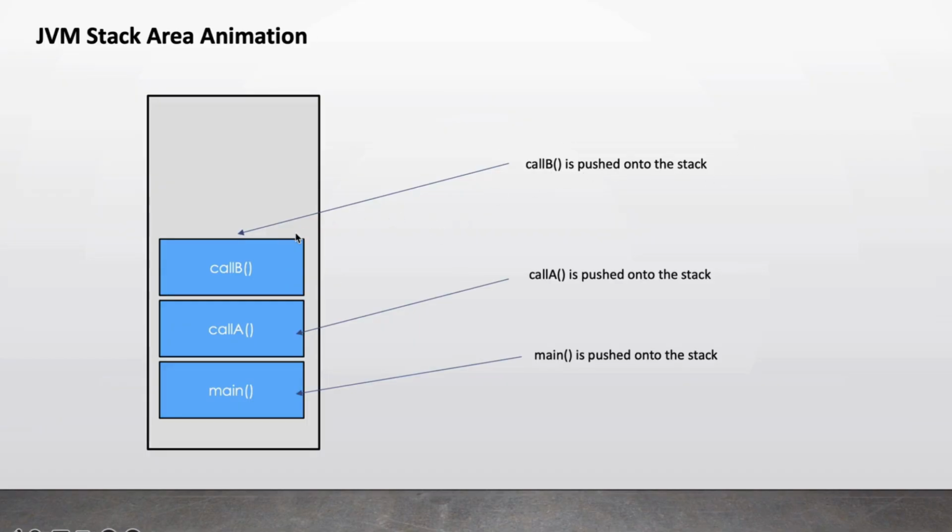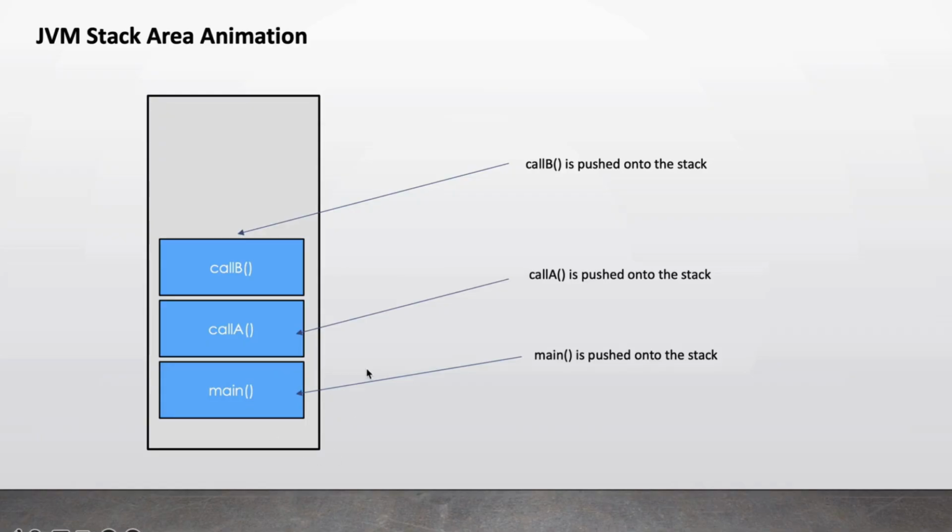Now once call B execution is complete, it is removed from the stack and it will come back to call A. Now call A method execution will complete, it will be removed from the stack, and finally the main method execution is complete and it will be removed from the stack. So that's how a stack area is managed.